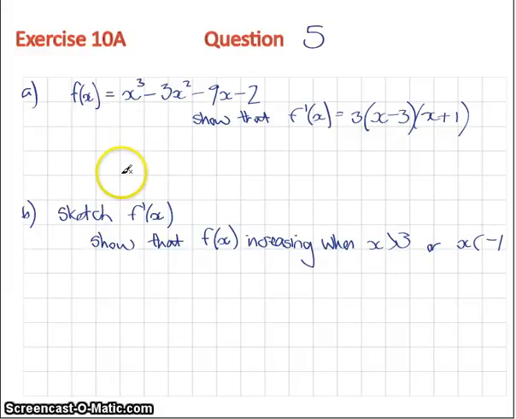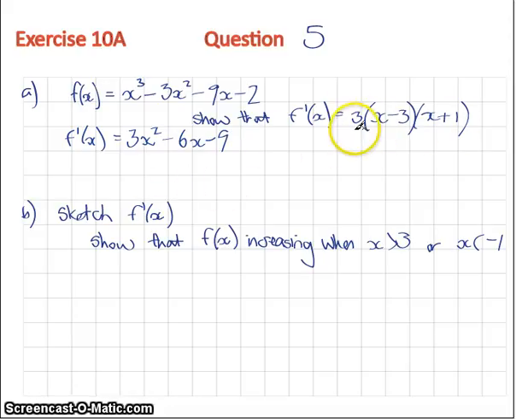So for this particular question, the first part is to show that the derivative is equal to this. So we're going to look at what this is. I can see that it would be easy to take the derivative if I use the power rule term by term. So I get 3x squared minus 6x minus 9. I need to show that it looks like this.